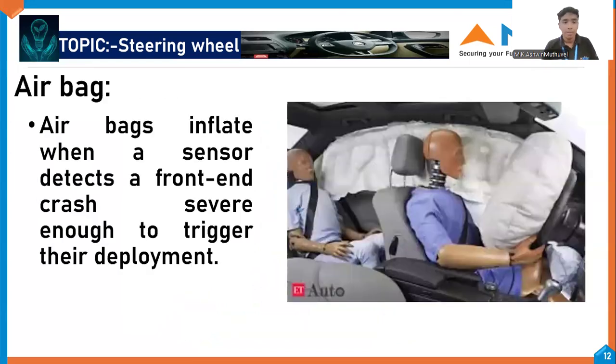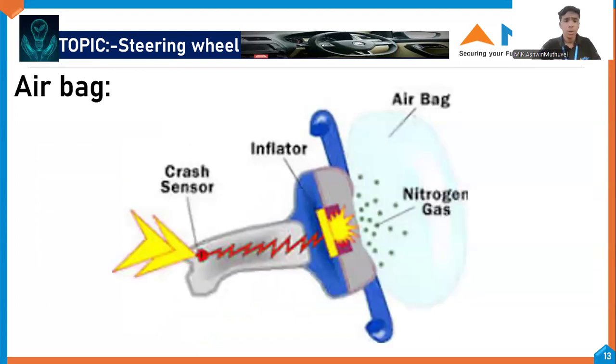And let us know about the airbag. Airbags are used to protect us from any front-end clash which happens in accidents. So, the working of an airbag: it has a clash sensor inside the front end of the car. When any obstacle hits, the clash sensor will release the nitrogen gas and the airbag will be expanded.